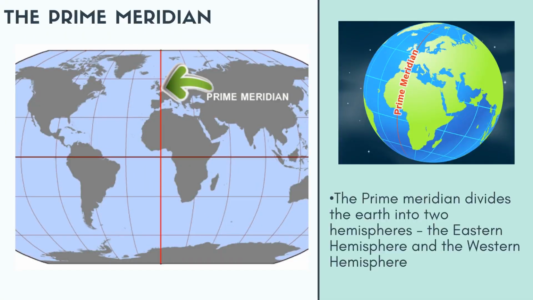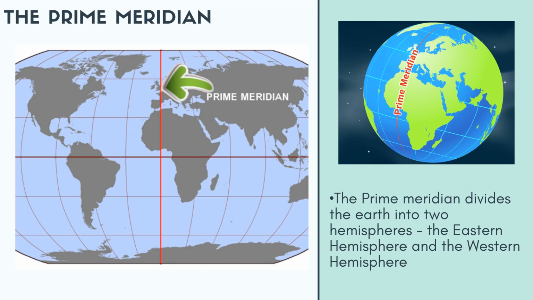There are two main lines of longitude: the prime meridian and the international date line. These two lines together form a circle around the earth.